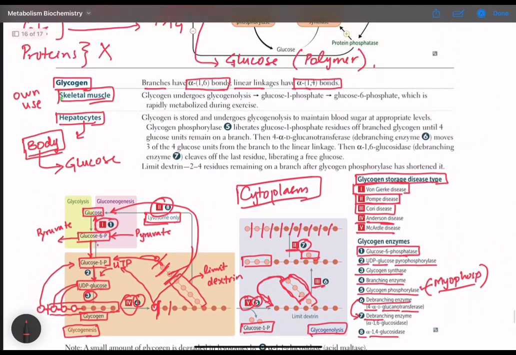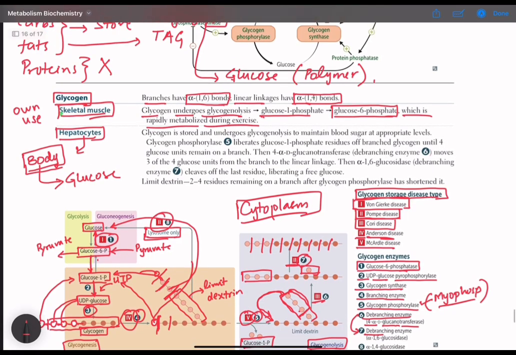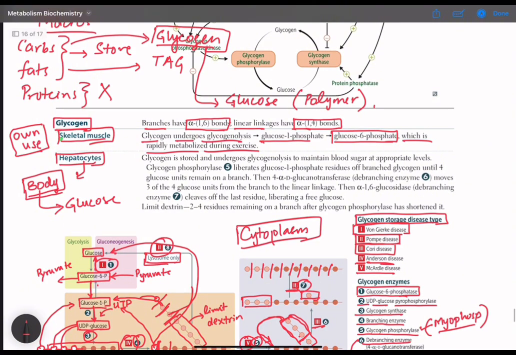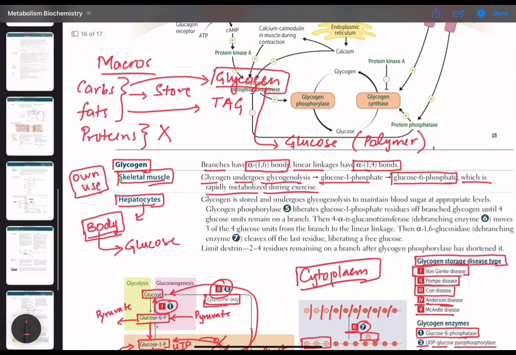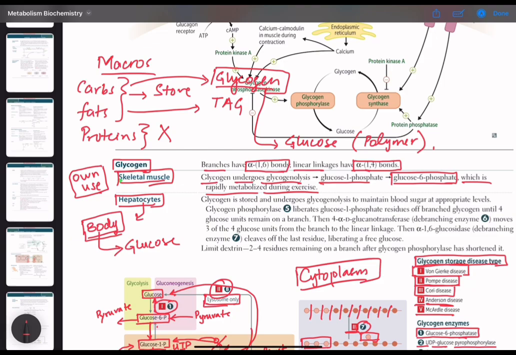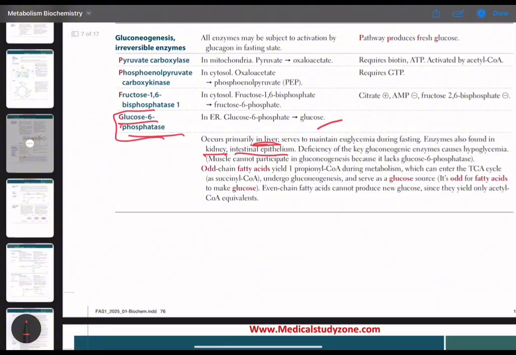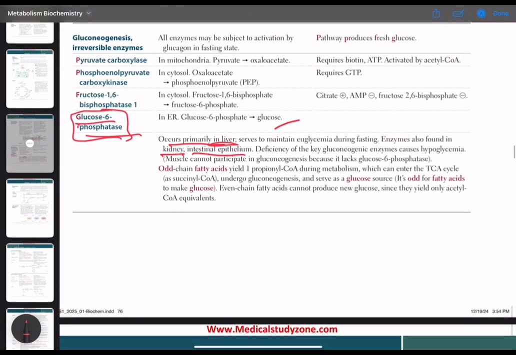So now let's read First Aid. Glycogen undergoes glycogenolysis. Glucose 1-phosphate is formed, which is converted into glucose 6-phosphate, which is rapidly metabolized during exercise. As I have mentioned earlier, skeletal muscle stores glycogen only for its own use. The reason is that skeletal muscle lacks glucose 6-phosphatase. As I have mentioned in gluconeogenesis, glucose 6-phosphatase occurs primarily in liver, and the muscles lack glucose 6-phosphatase. Muscles cannot participate in gluconeogenesis because they lack glucose 6-phosphatase.